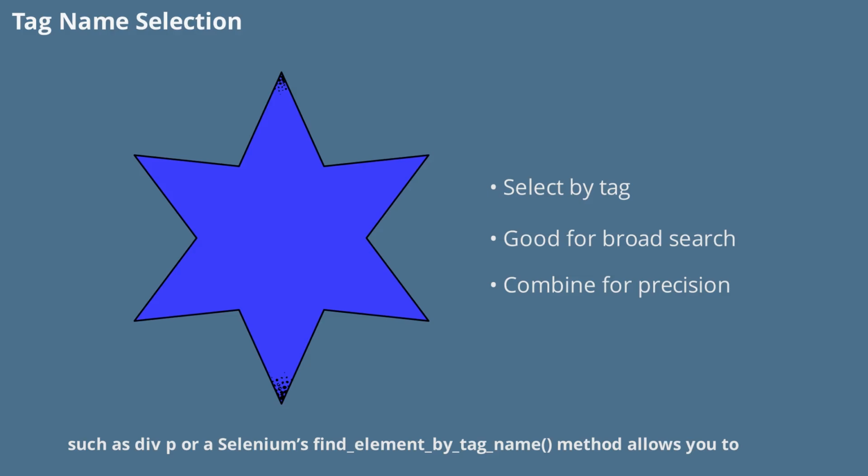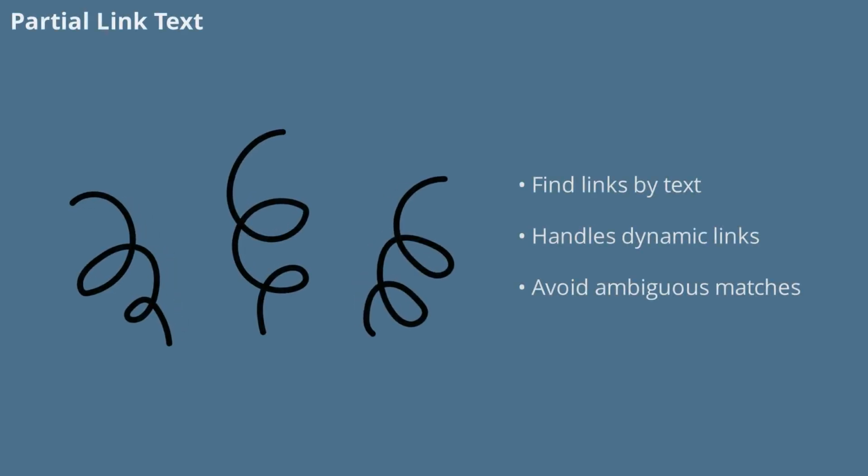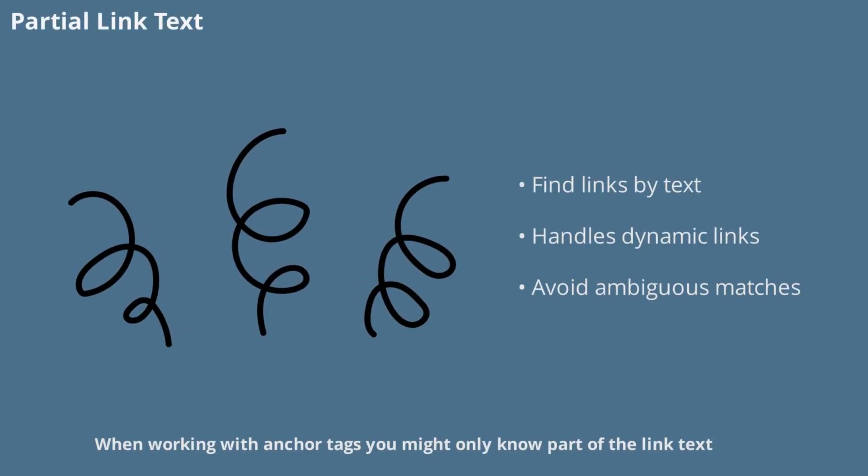Sometimes you need to interact with elements based on their HTML tag, such as div, p, or a. Selenium's findElementByTagName method allows you to select elements by their tag name. This is useful for broad selections, but you'll often combine it with other locators for more precision, especially on complex pages.